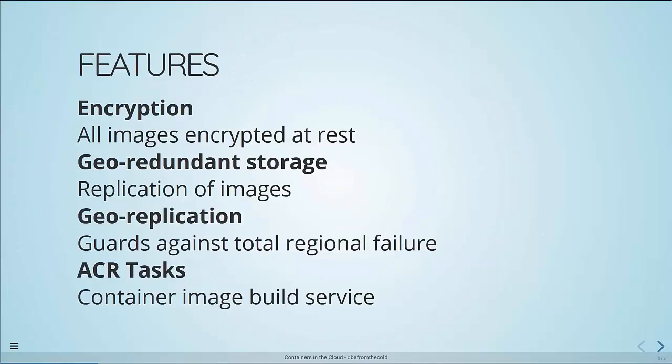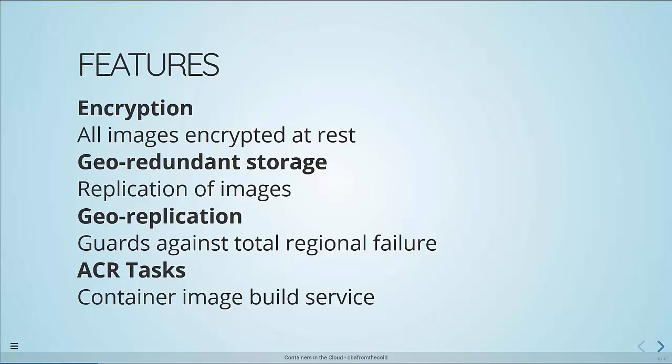So the Azure Container Registry has a couple of cool features. We have encryption. All images are encrypted at rest. We have geo-redundant storage. This guards against a local regional storage failure. So if storage in a region goes down, we still have access to our images. The premium tier there has geo-replication, which guards against a total regional failure. So if our entire region goes down, we still can grab our images.